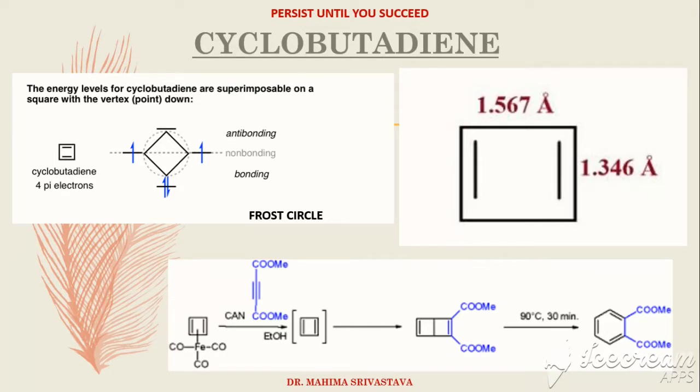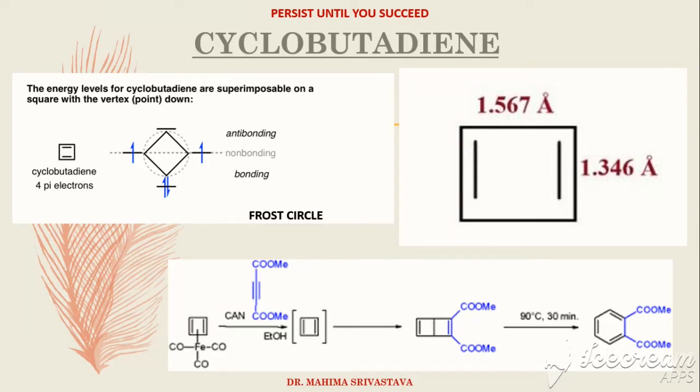Cyclobutadiene is a cyclic four-membered compound which has four p orbitals and four pi electrons. Now, it is anti-aromatic and it is unusually unstable. Let's see the details of it.